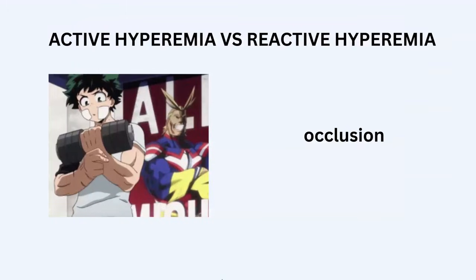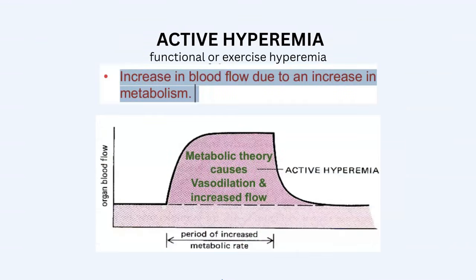Active hyperemia and reactive hyperemia. In active hyperemia, you have increased blood flow due to an increase in metabolism. It's also called the functional or exercise hyperemia. So when you're exercising, you're working out, your cells are using up a lot more oxygen and they're producing a lot more carbon dioxide and other metabolites. And all of these, remember, metabolites are vasodilators and they're going to cause vasodilation. Okay, so when you're exercising, you're going to have vasodilation, and that is called active hyperemia. Simple. But remember the shape of this graph.